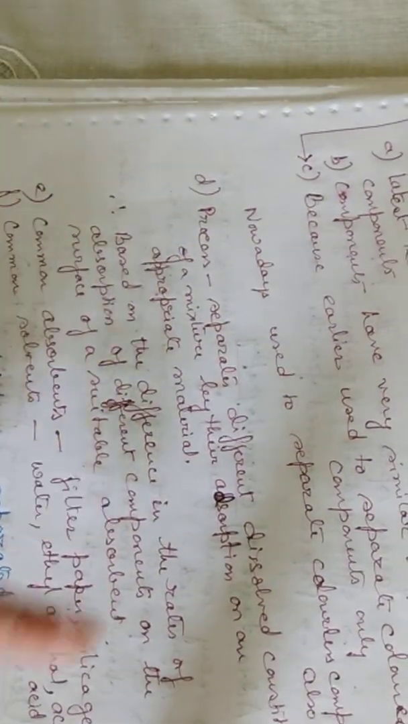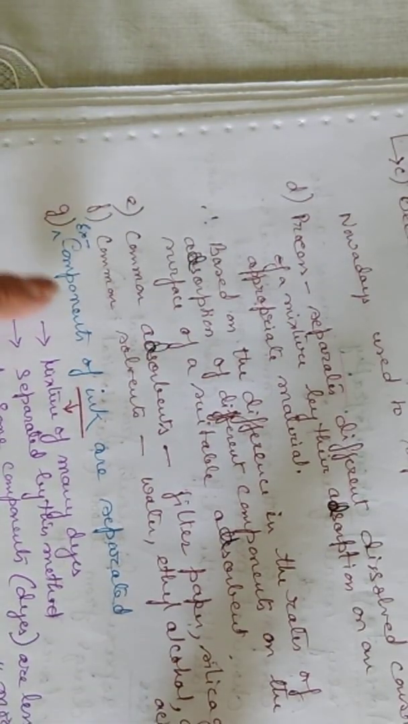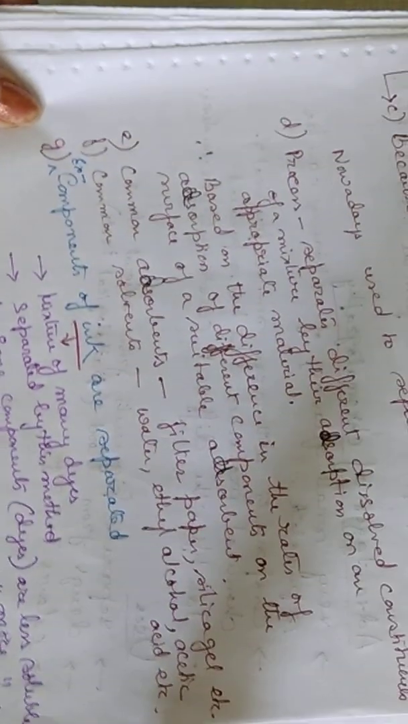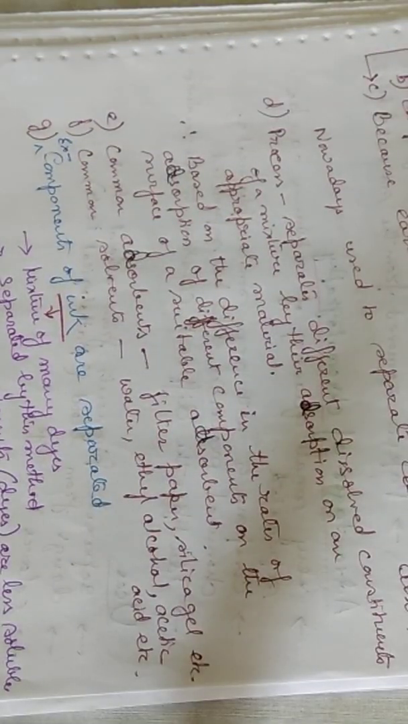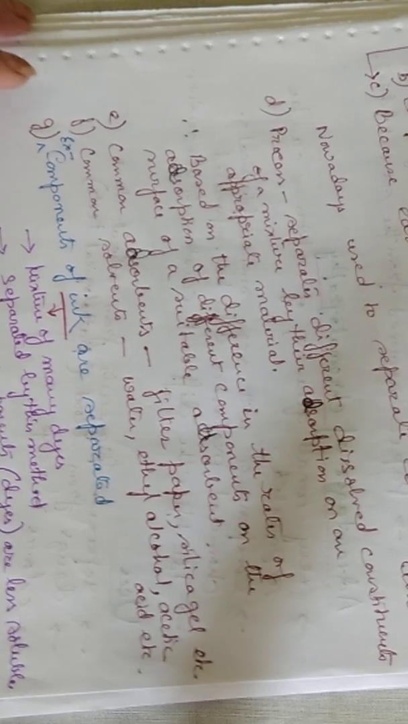It is based on the difference in the rate of adsorption of different components on the surface of the suitable adsorbent. Common adsorbents are filter paper, silica gel, etc. And common solvents are water, ethyl alcohol, acetic acid, etc. For example, the components of ink, a mixture of many dyes, are separated by this method.